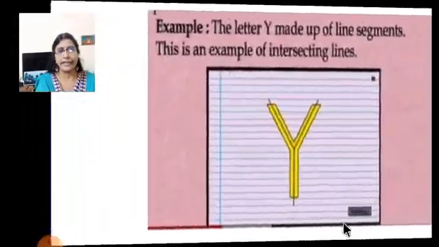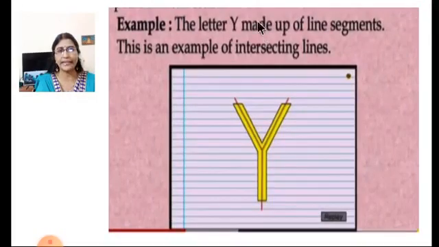Now this is an example, the letter Y, which we write as a capital letter Y, made up of line segments. You can see here there are three line segments: 1, 2, and this is the third one. So this is an example of intersecting lines, because if you extend them, you will see that they intersect, and this will be the point of intersection. This will form one line, this one straight, and one more line, and one more line. So you will see all these three lines meet at this point. So these are intersecting. This is an example of intersecting lines.